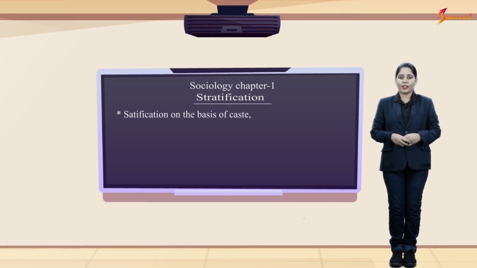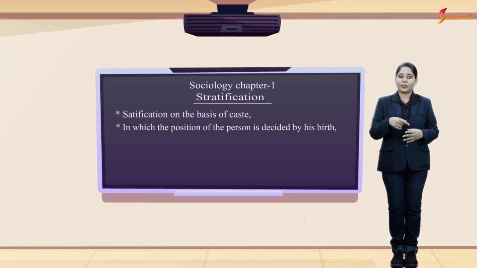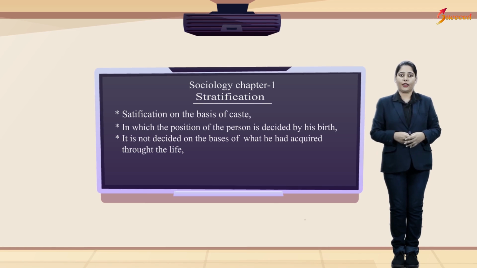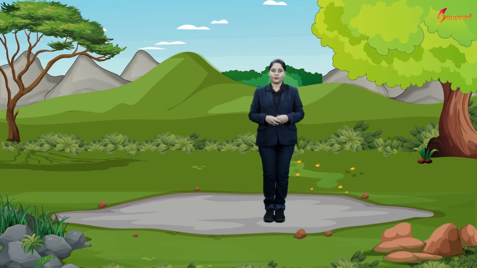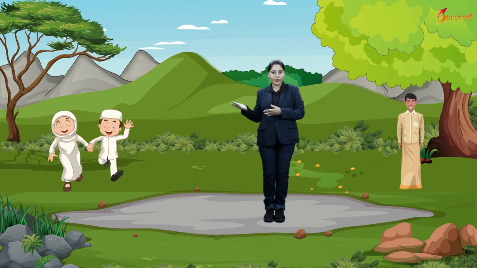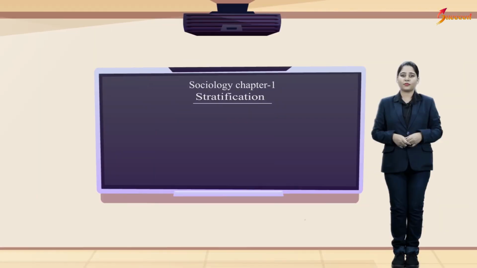Second, stratification on the basis of caste, in which the position of a person is decided by his birth. It is not decided on the basis of what he has acquired throughout life, but instead by the family in which he is born. Either he is born in a Hindu family, or in a Muslim family, in a Christian, or in another caste.